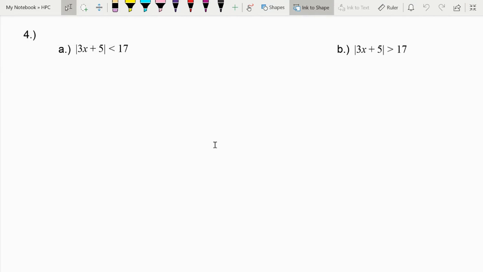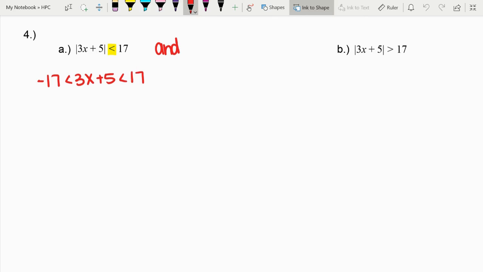Okay, so in 4a, we have the absolute value of 3x plus 5 is less than 17. So since I have a less than, this is going to be an and problem. So if we follow the formula from up above, I'm going to have -17 is less than 3x plus 5, which is less than 17.